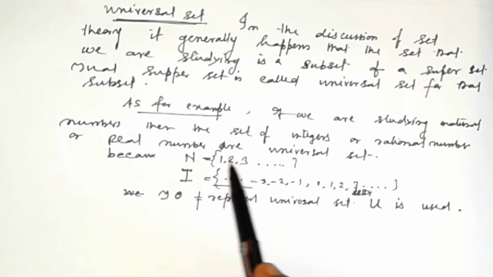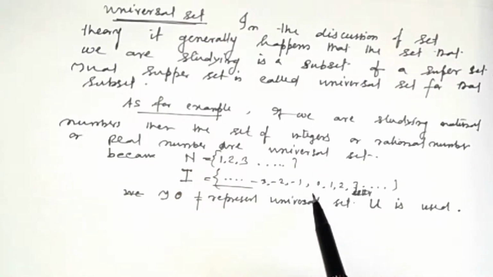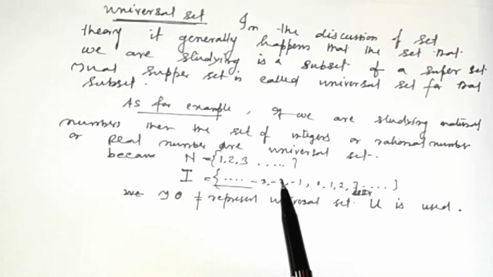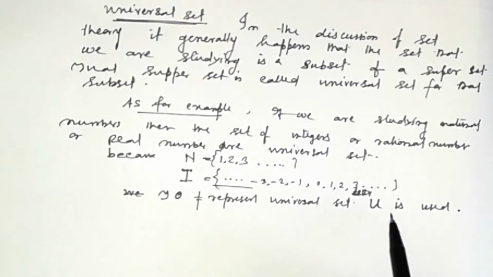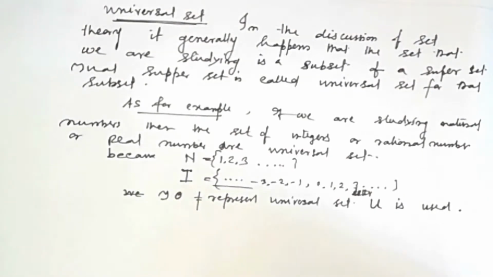Clearly it is seen that natural number is a subset of integer. So in that sense, we consider integer as the universal set. To represent universal set, the letter U is used. Thus we see that universal set is nothing but a superset of a subset.